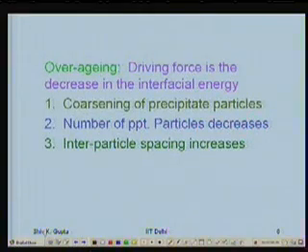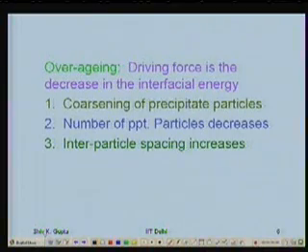So that's what we were at in the last class. Overaging occurs, or the coarsening of the precipitate particles occurs. The driving force is a decrease in the interfacial energy. And interfacial energy is going to be large if the particles are small in size, okay, for the given constant volume of the precipitate. So coarsening of precipitate particles takes place in that region.